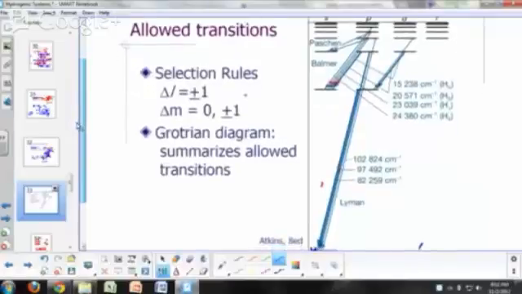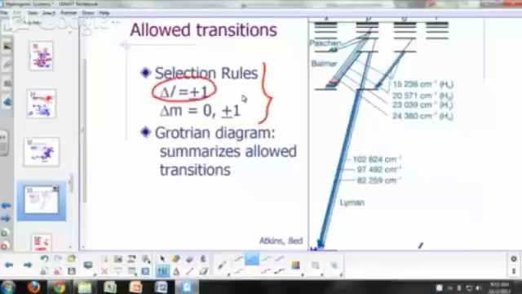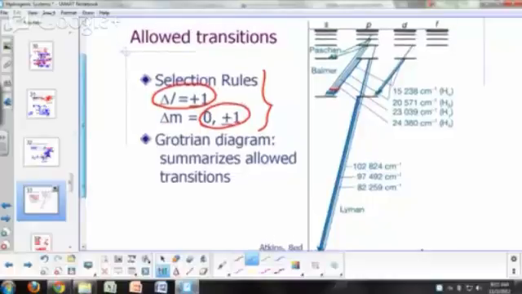Transitions between quantum states are not always going to be allowed. There are what we know as selection rules, and we'll talk more about this when we get to spectroscopy. But in the case of hydrogen atoms, the selection rule is that for a transition to occur, delta L must be equal to plus or minus 1, and delta M must be equal to 0 or plus or minus 1.